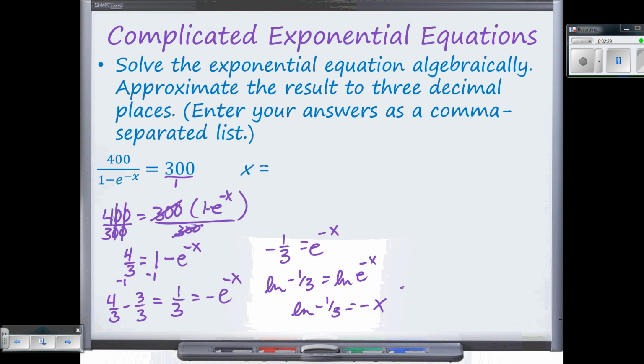Now, why can't I do that? Why is the negative? Oh, negative. That's right. Mrs. Cronquist said we can never, ever have a negative inside of a log. That's right. So that means no solution. Okay? All right, so let's go look at the next slide.